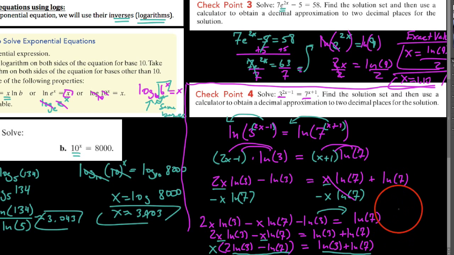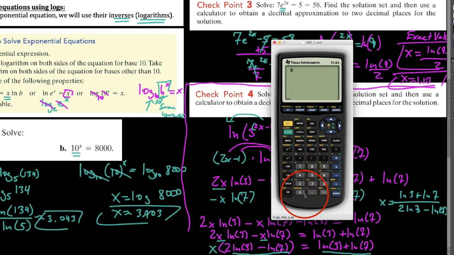So our final solution, I'm going to try to write this small over here. We say x is equal to ln 3 plus ln of 7, all over this quantity here, 2 ln 3 minus ln of 7. Okay? And so we do want to get two decimal places on this one.